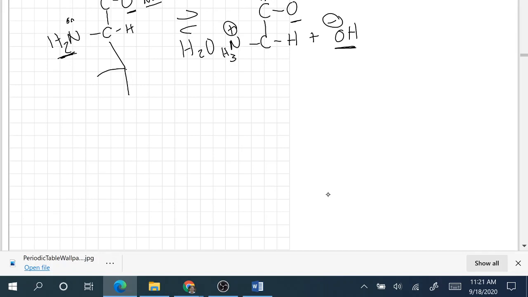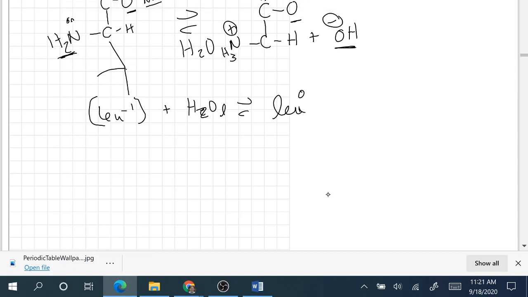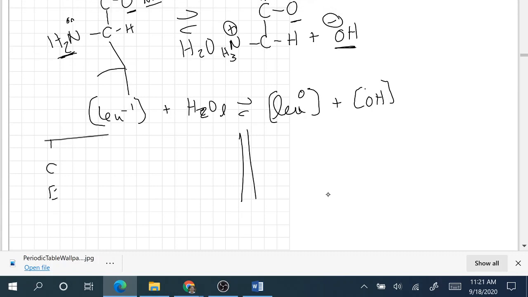Okay, so let's go ahead and set up our ICE table here. So let's call this guy LEU minus 1. So the concentration of LEU minus 1 plus H2O, and that's going to be a liquid, I don't need to write that there. Okay, and that's going to give us LEU 0. This is our neutral species here. And then plus OH minus. Okay, that's our ICE table. Okay, so initial, change, equilibrium.